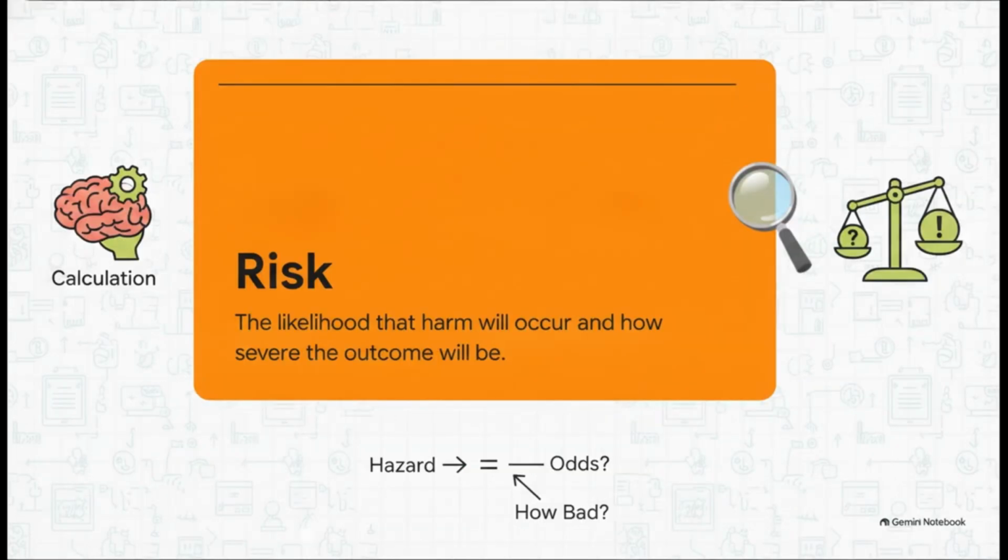Okay, now that we've nailed down what a hazard is, let's tackle the second part of the puzzle. What is a risk? While the hazard is the potential for harm, a risk is more of a calculation. It's the likelihood that the harm will actually happen, combined with how severe the outcome will be when it does. Think of risk like a formula. It looks at the hazard and asks, okay, what are the actual odds of this going wrong, and how bad is it going to be if it does?